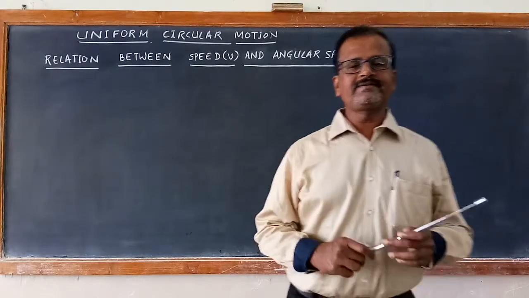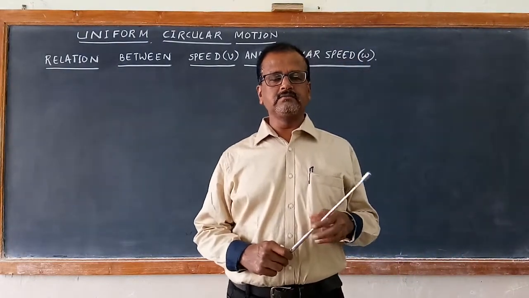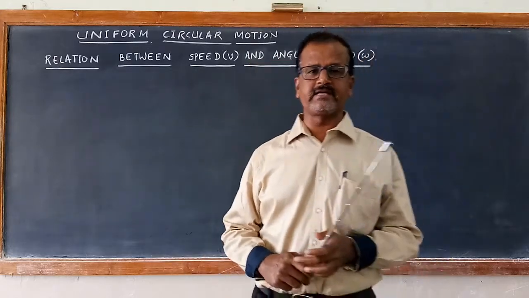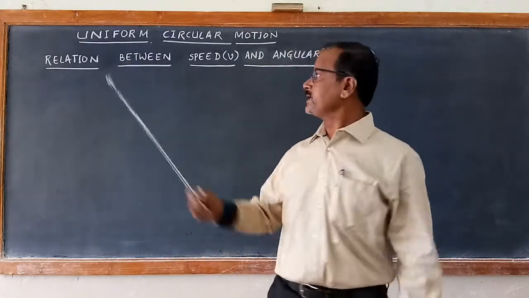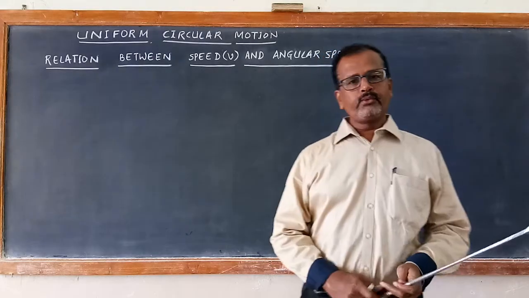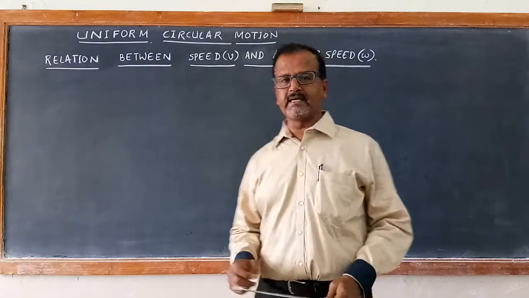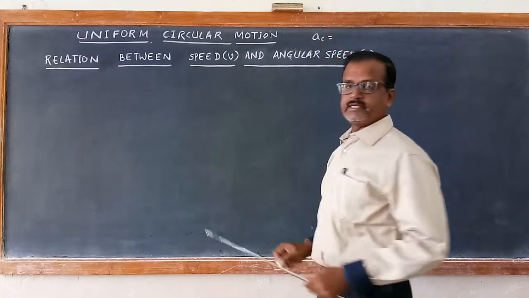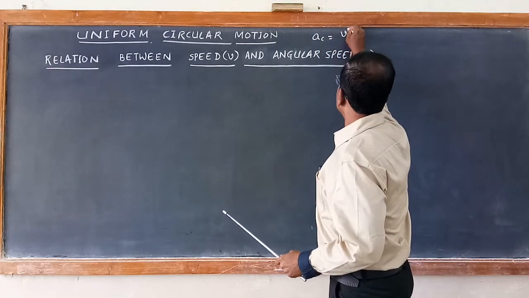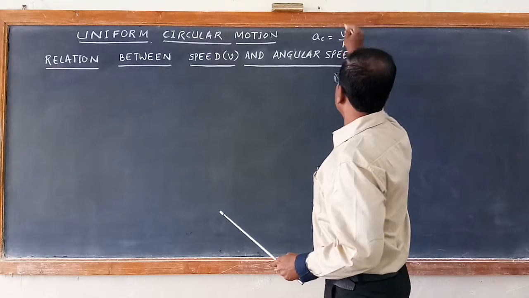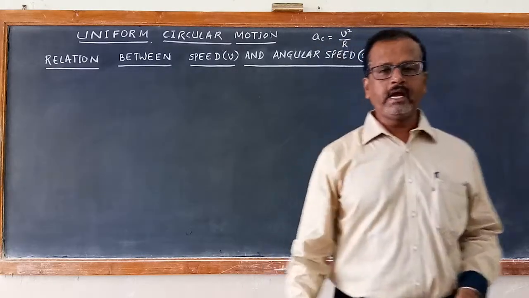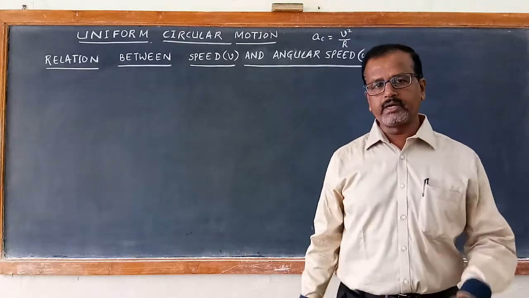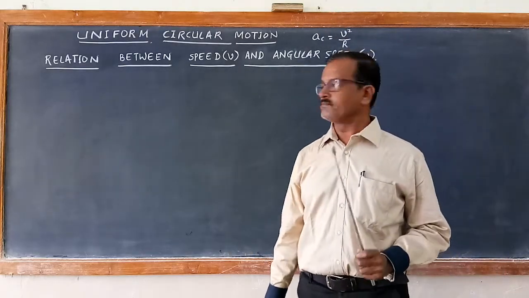Good morning, students. In the last presentation, we studied centripetal acceleration. While studying uniform circular motion, we derived the equation for centripetal acceleration. Centripetal acceleration is given by a_c equal to v square by r, where v is the linear velocity and r is the radius of the circular path. Now today let us learn one more important relation.